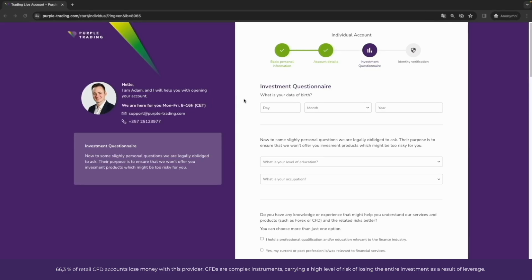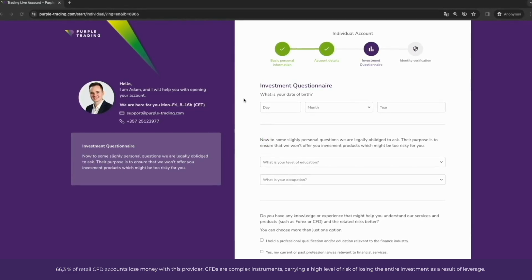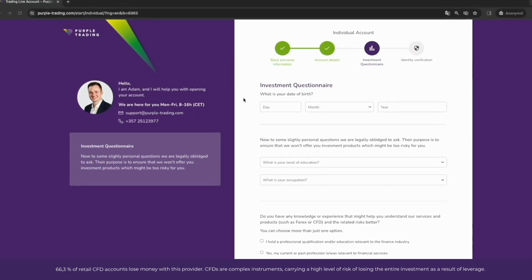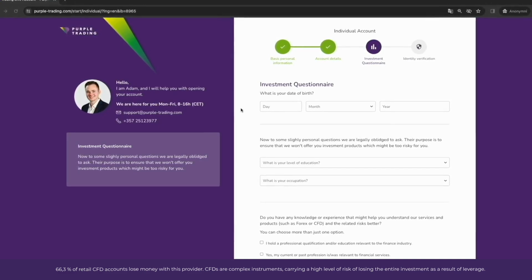Now come the questions from the so-called investment questionnaire. These can sometimes be asked in an over-the-top manner, but as a regulated broker we have to ask them. This is the only way we can tailor our services to you and not expose you to unnecessary risk.